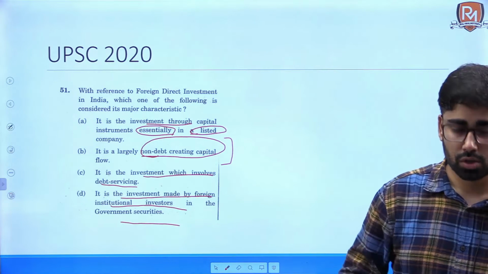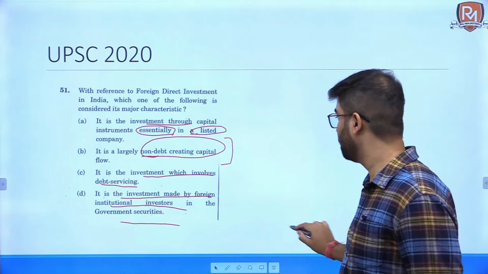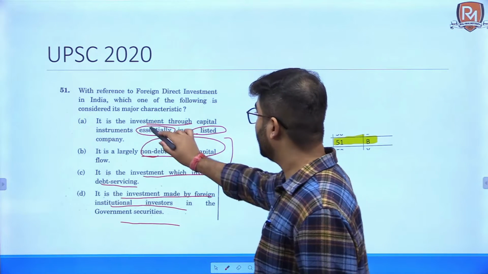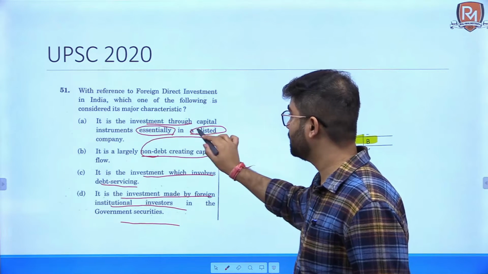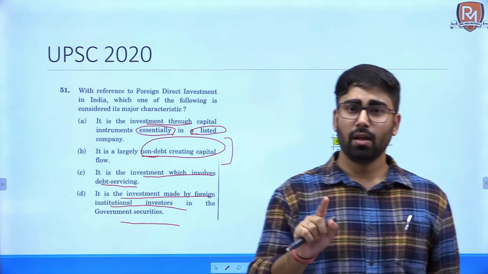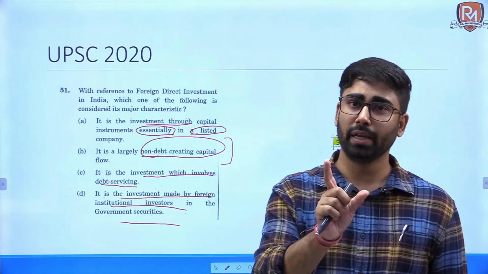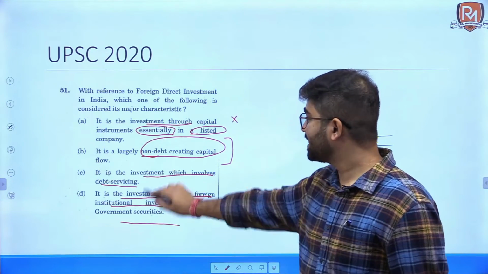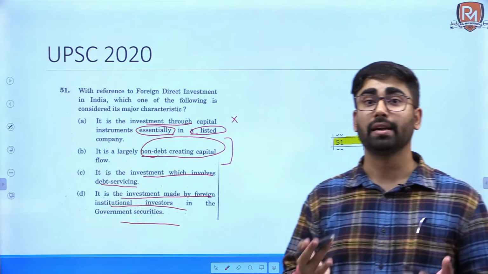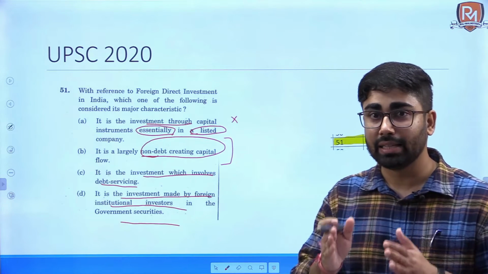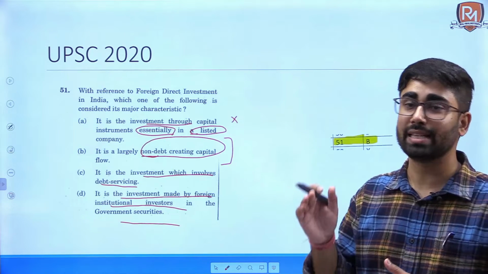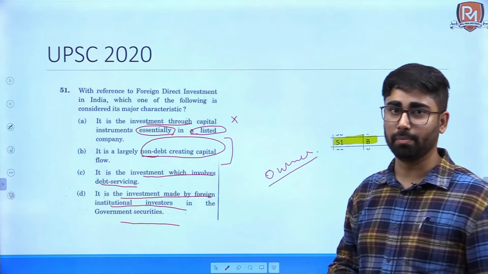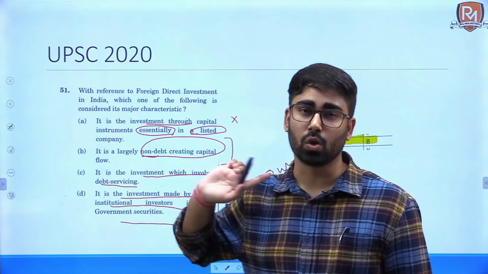Okay, so the answer to this question is B, as per the answer key of UPSC only. See, the first thing is that it is investment through capital instruments, essentially in a listed company. We have seen that the investment can be in listed company or unlisted company. So this statement is wrong. The third statement is it is investment which involves debt servicing. We have seen that these are largely in equities because they seek ownership. That is why the third statement is also incorrect.